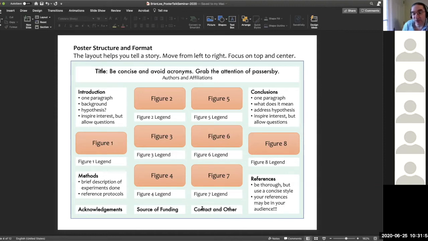Also down at the bottom left, we have acknowledgments, the source of funding, and then this is kind of a box for supplementary info, which could include contact information or links to other information that people can look at. I've even seen recommended that you could put in QR codes if you wanted to. I've never actually done that, but you can put in things that direct people to where they can find other information about the research that you're doing.